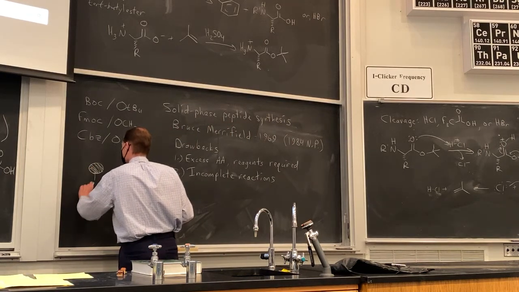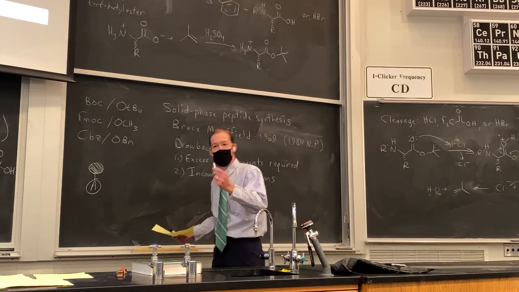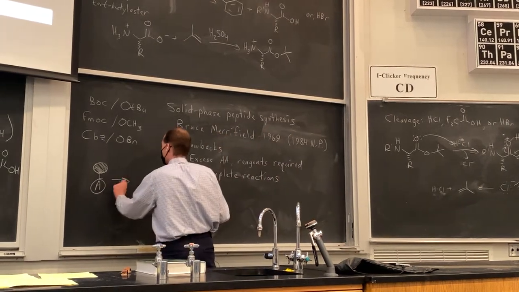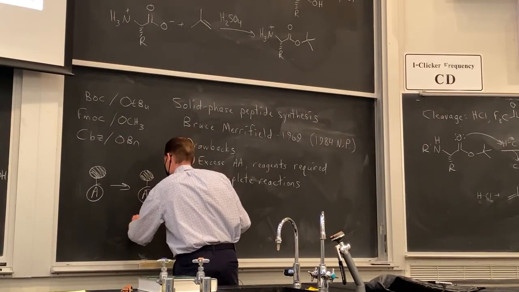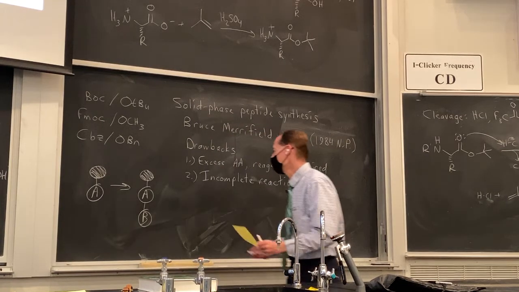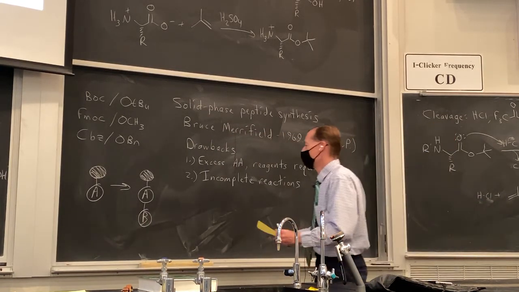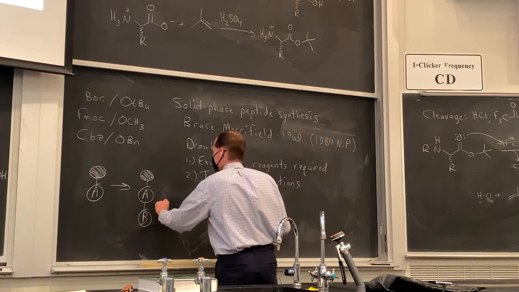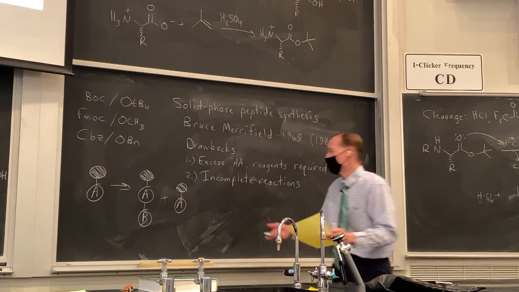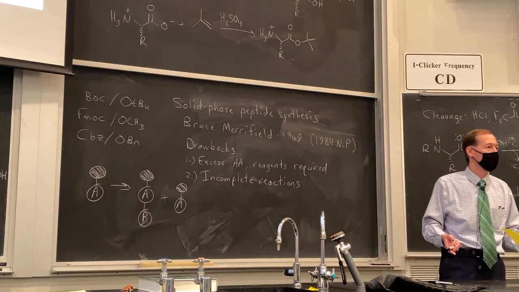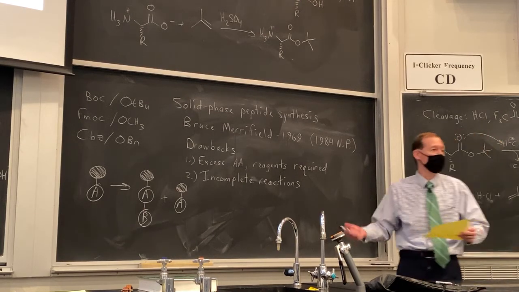So here's our polymer. Here's our first amino acid A. We're going to perform our first amide bond forming reaction. And we're going to attach amino acid B. Okay? But this reaction doesn't go to completion. We're going to have maybe 95% of this, and then we're going to have about 5% of this. So what happens when we add amino acid C? It reacts with both of these. Okay?